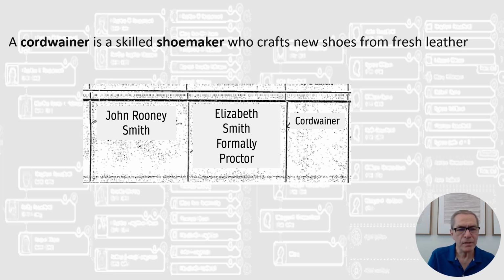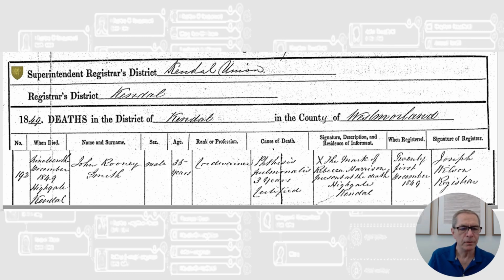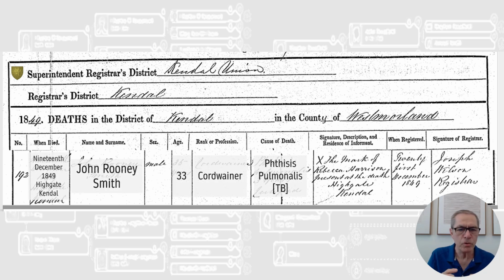So I think this information now is becoming conclusive. We're starting to pull together information. Let me see if I can find any records of John Rooney Smith now. Now I have a middle name. And in fact, I did find a death certificate for John Rooney Smith, a cordwainer, aged 33, who died in 1849. So now that agrees with the census information.